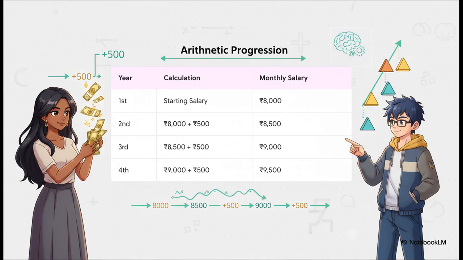Let's look at an example with Reena. She starts her job with a monthly salary of 8,000 rupees and gets a 500 rupee raise every year. So her salary creates this really predictable pattern: 8,000, 8,500, 9,000. This right here is a perfect arithmetic progression. That constant 500 rupee increase, that's our common difference.